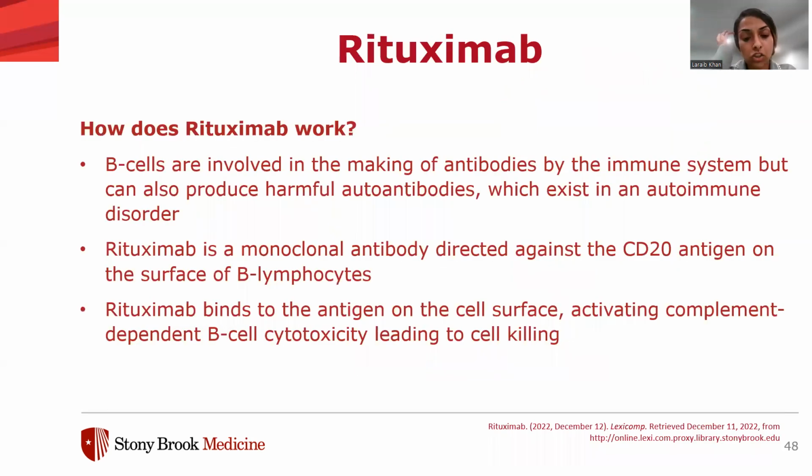So now I'm just going to jump into talking about how certain drugs work. I'm going to focus on rituximab, cyclophosphamide, methotrexate, and glucocorticoids because those are the drugs commonly used in treatment of GPA. Looking at how rituximab works, it's a monoclonal antibody directed against the CD20 antigen on the surface of B lymphocytes. Rituximab binds to the CD20 antigen on the cell surface and activates complement-dependent B cell cytotoxicity that leads to cell killing.